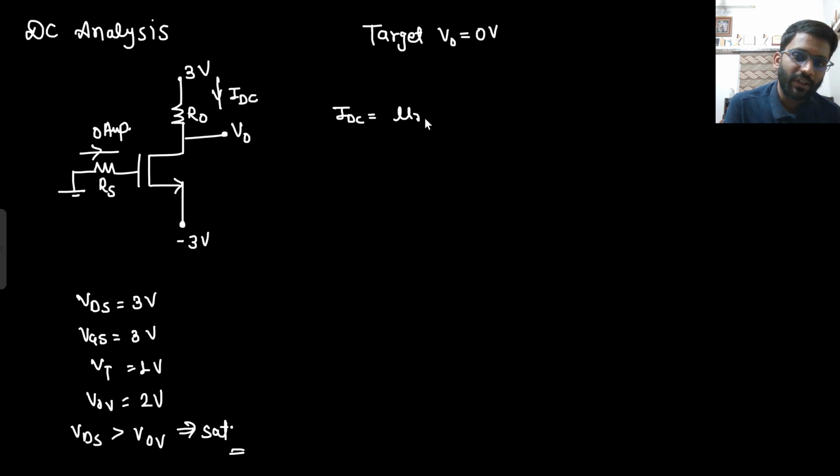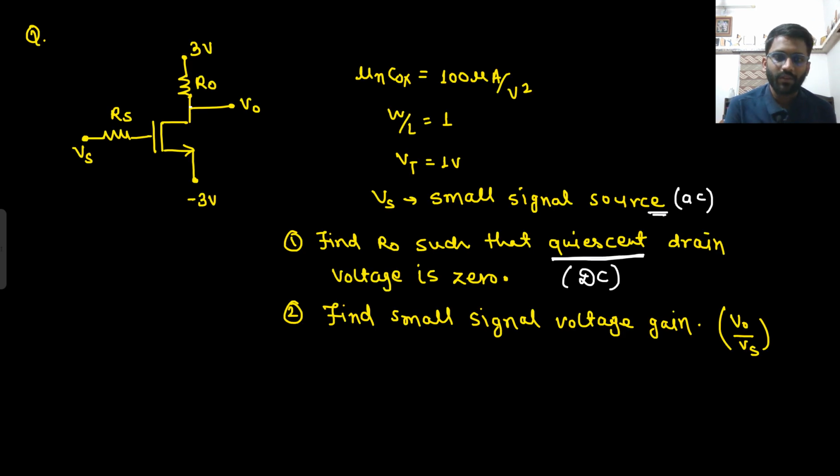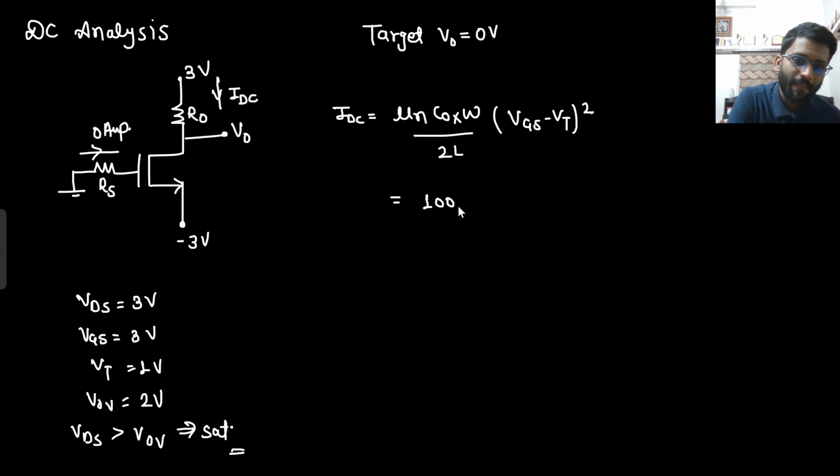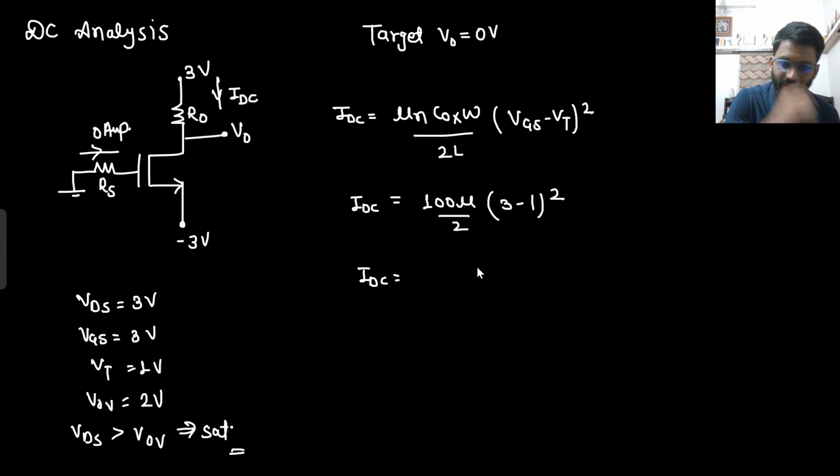So that will be mu n. Have you forgotten the equation? No, we should not forget the equation. (VGS minus VT) whole square. So what is the value of mu n Cox W by L? That is 100 micro by 2. VGS, what is the value of VGS? 0 minus (minus 3), that is 3, 3 minus 1, whole square, that is IDC. So IDC you get is 4 into 50, 200 micro ampere. This is the IDC we are getting.